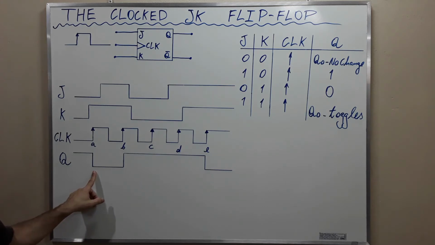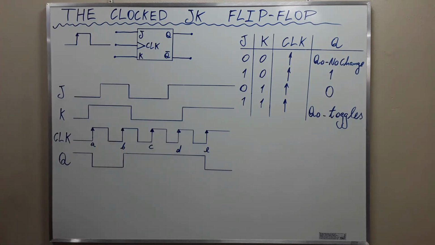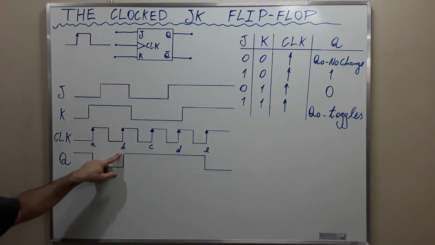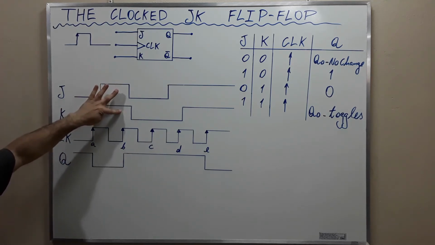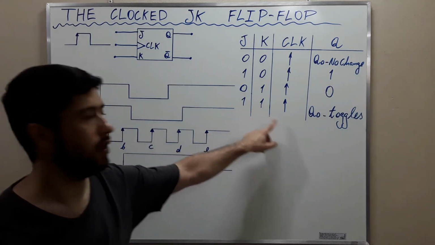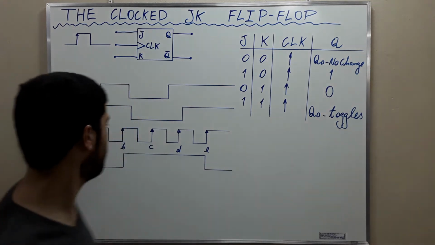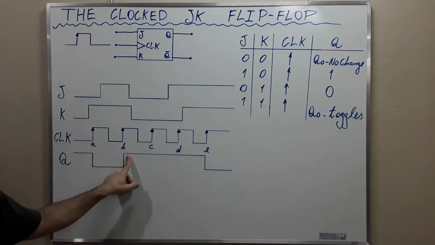The flip-flop will respond to the inputs only at the occurrence of the subsequent positive going transition of the clock. Here, I labeled it B. At B, J is 1 and K is 1. 1 with 1, the output toggles. The output was 0, then it toggles to 1.